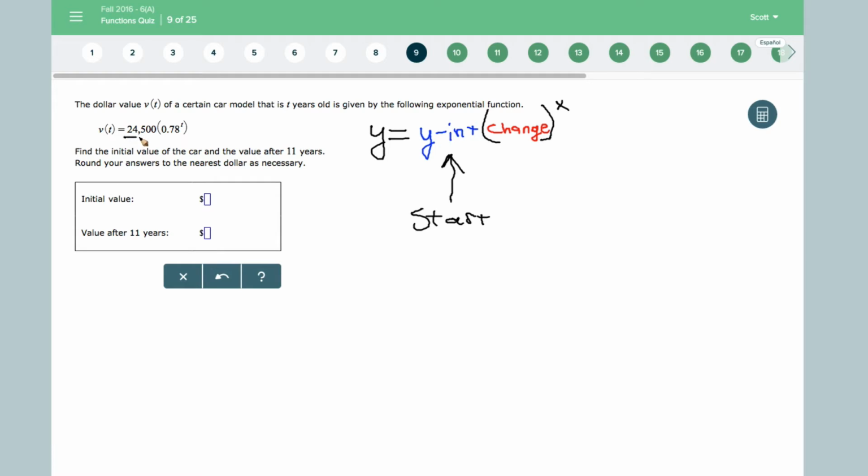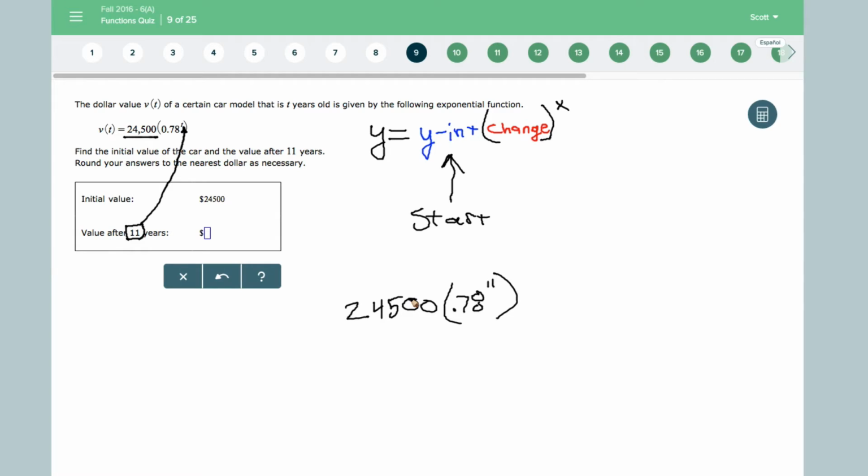So where am I starting? At 24,500. So that's my initial value, 24,500. And what is it after 11 years? Well, to do that, we take 24,500 and we're replacing t, or time, number of years, right there. So 24,500 parentheses 0.78 raised to the 11th power.